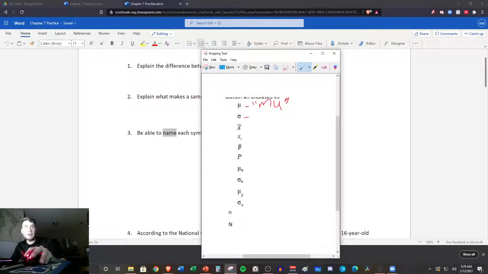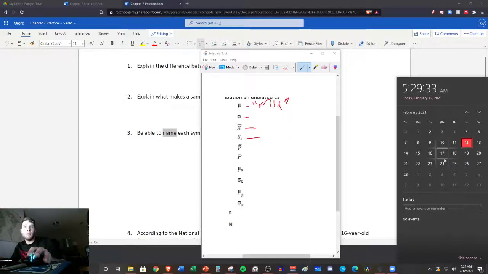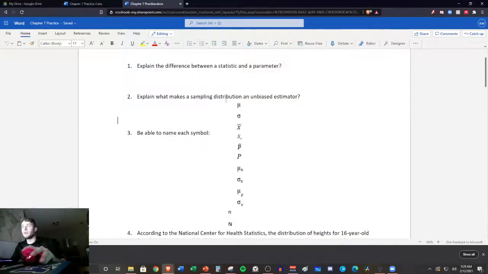This one was population standard deviation. Sample mean, sample standard deviation. And we're just writing out what those are, because on your test next week, which will be supposedly on Wednesday, we're going to see what the snow does, you're going to have to match up the symbols to their correct word. Okay. So make sure that you are working on this one.